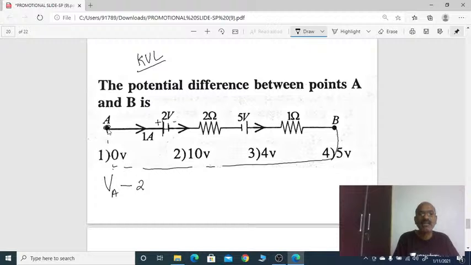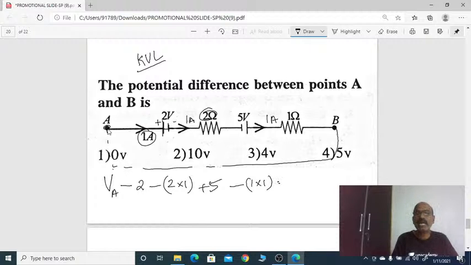Again, the current is in the same direction. What is the current? 1 ampere is flowing through the resistance in the same direction. So minus 2 into 1. Again, a rise in potential, plus 5. Again, 1 ampere is flowing in the same direction, minus 1 into 1. What is the potential at B? Minus VB equals 0. That's it. Now VA minus VB.